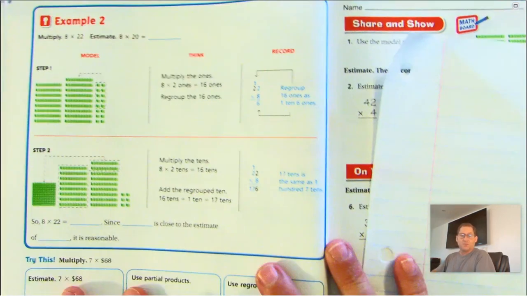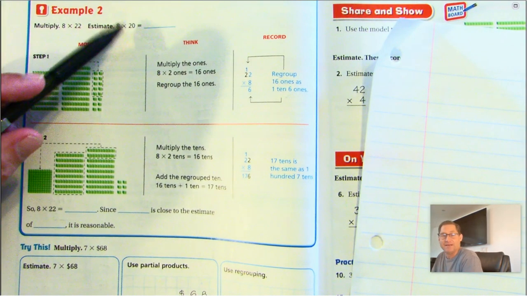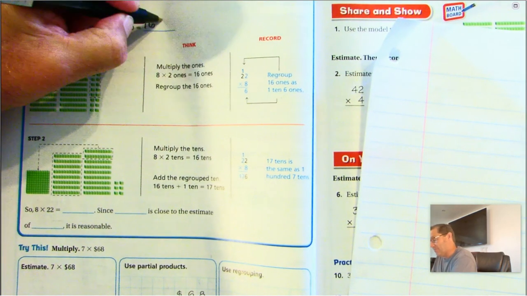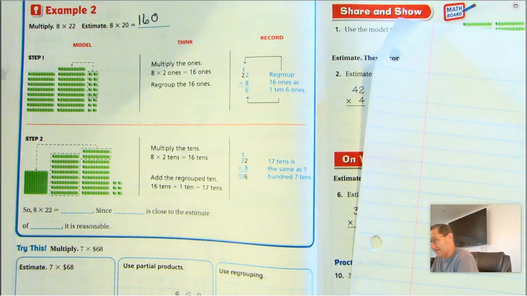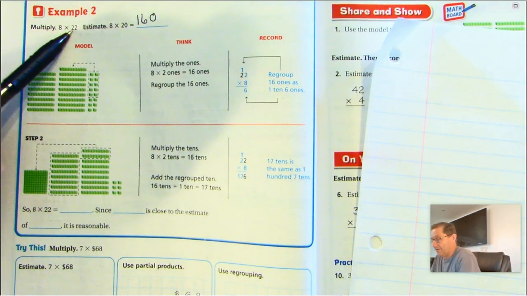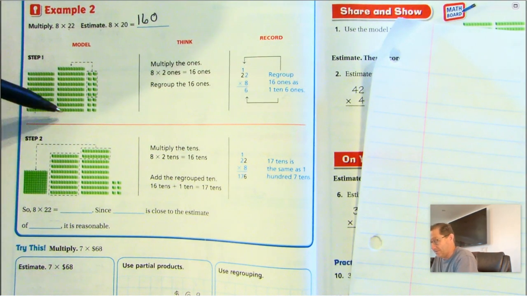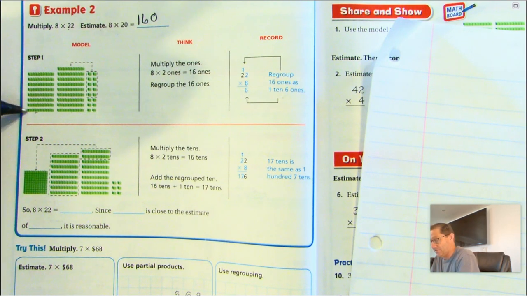All right, so example 2. It says multiply 8 times 22, and our estimate is 8 times 20. So we know that 8 times 2 is 16, and we put the 0 from the two tens. Step 1. So let's draw a model of the 8 times 22. So we have 10, 22, 10, 22. And so we've got to have 8 sets of those, right? 1, 2, 3, 4, 5, 6, 7, 8. So 8 sets of 22.